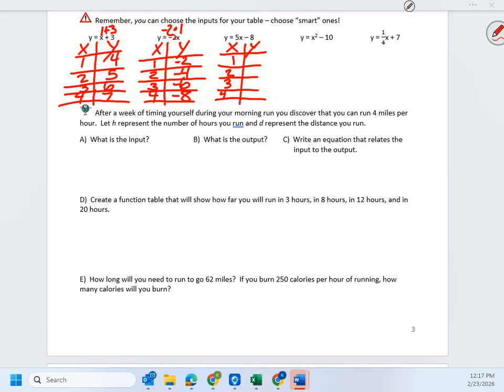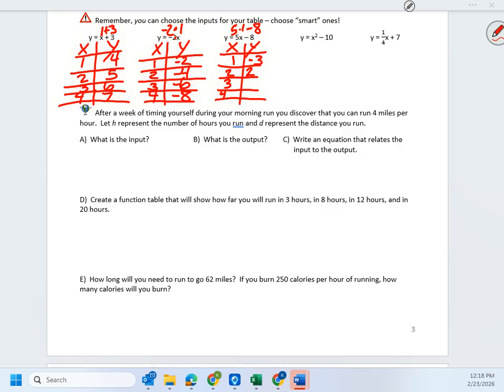If I put a 1 in for my x, what would my output be? Laurel? Negative 3. Because 5 times 1 is 5, minus 8 puts me on the negative side of that number line. So I get a negative 3. What if I put a 2 in for my x? Clara? 2. 2 times 5 is 10. 10 minus 8 is 2.